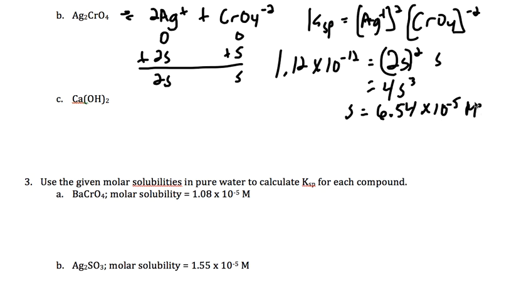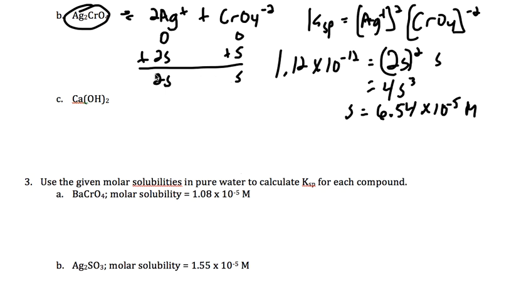So that would be the solubility of the silver chromate. How much would be the maximum that could dissolve? Obviously, that's a very small amount that could dissolve in water, that many moles per liter. But when it does dissolve, silver would have twice as much of that in water than chromate.